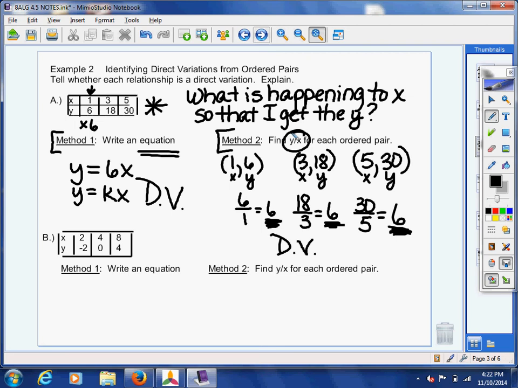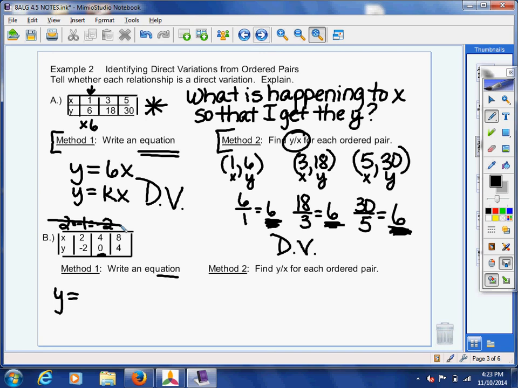All right, let's try letter B. So here's our second table. We could do the equation. So what did we do to x to get y? And so kind of mull it over in your mind. You could say, hey, I multiplied 2 by -1. Now that's a possibility. 2 times -1 does equal -2. But does it work in each of the other points? What's 4 times -1? Well, I'm sorry, that's not 0, that's actually -4. So multiplying is not our option here. We did not multiply by -1.